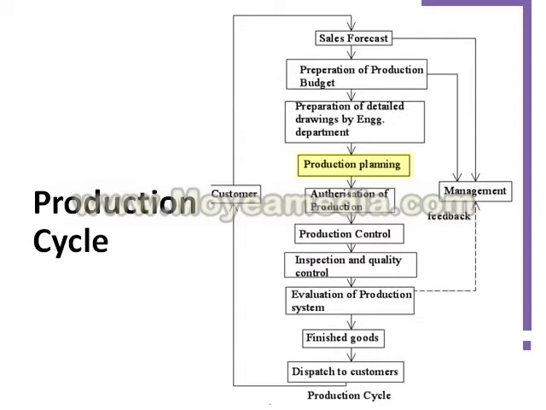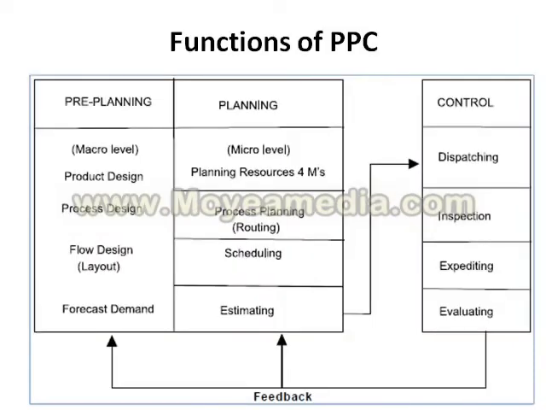Please keep that in mind, and please take it as a flow chart itself. Please learn this. Now we can go to the functions of PPC. We start with the pre-planning, where we actually decide on what type of layout we need to have. That is the macro level design, where you need to take product or process design, or you need to go for a flow design layout. And your forecasting of demand is also done at this part.